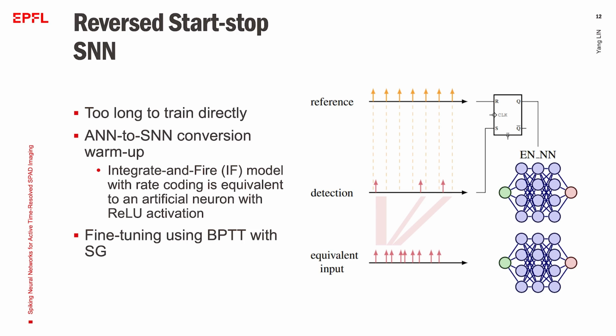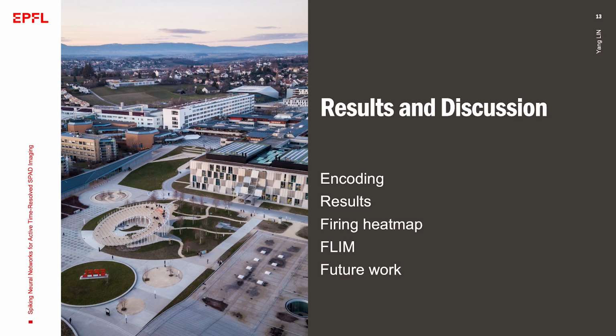Even though the blank repetition periods are skipped by the flip-flop, the spike trains are still too long to train from scratch. We came up with using AN to SN conversion to pre-train the neural network. The principle is that an integrate-and-fire model with rate coding is equivalent to an artificial neuron with regular activation. So we can train the AN first, convert it to an SNN, then fine-tune it with BPTT and the surrogate gradient. We train and evaluate the proposed SNNs on a traditional active-time-resolved SPAD imaging task, fluorescence lifetime imaging.